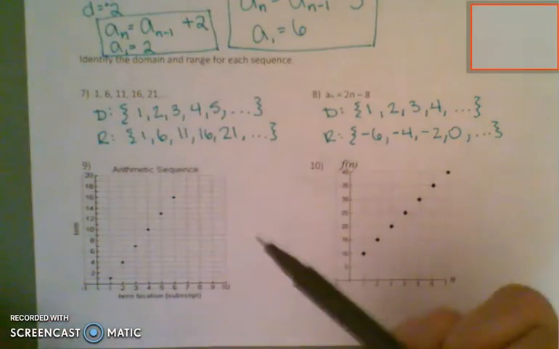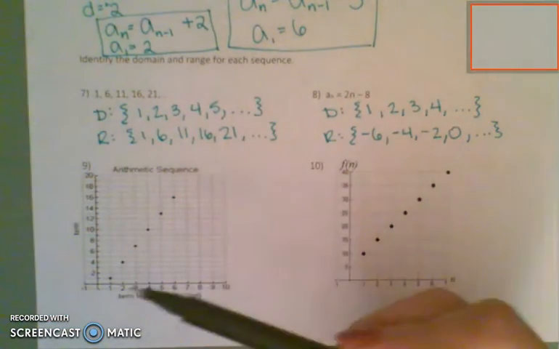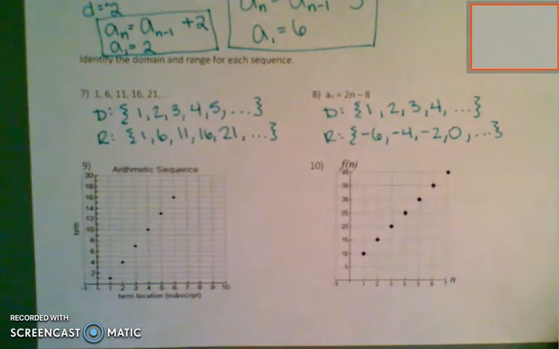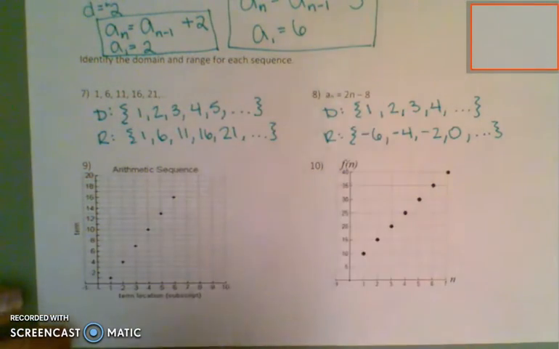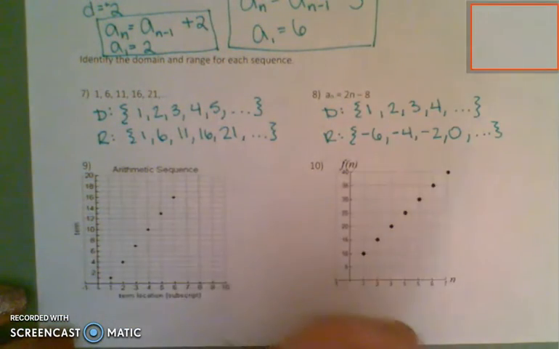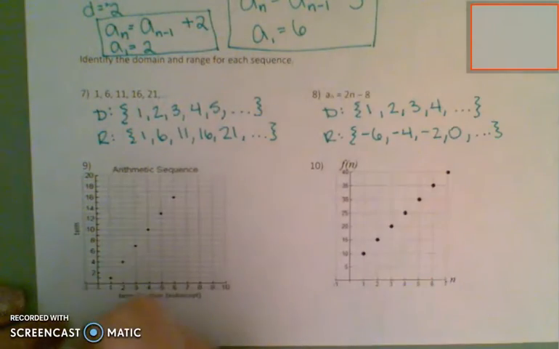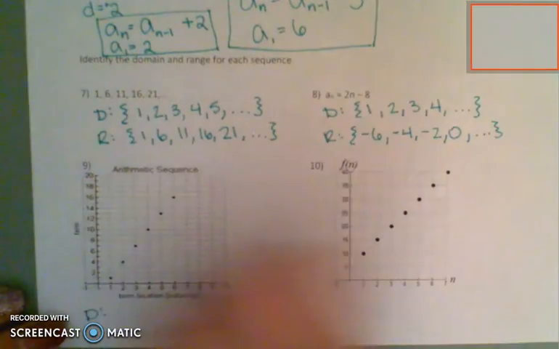Okay, next we have these 2 graphs, and they're just dots. So if you can think back from forever ago, if they're dots on a graph and they're not connected, they're called discrete. So hopefully that rings a bell a little bit. We are going to do the domain and range with the graph. So for my domain, remember, domain are your x values.